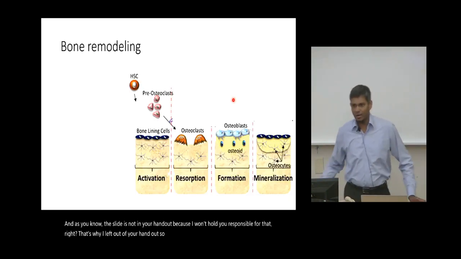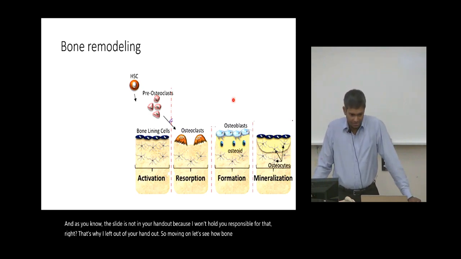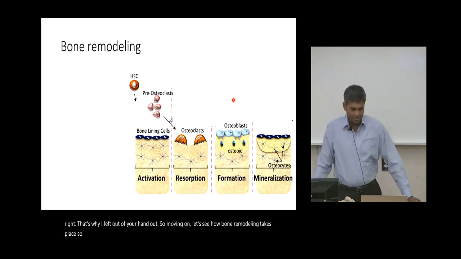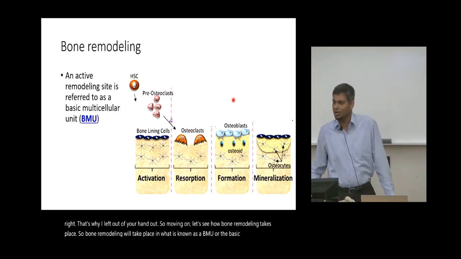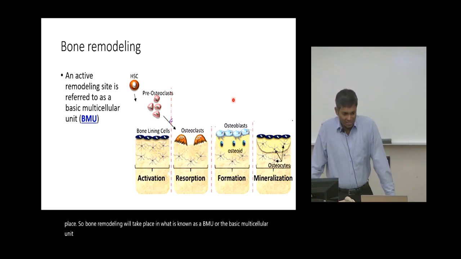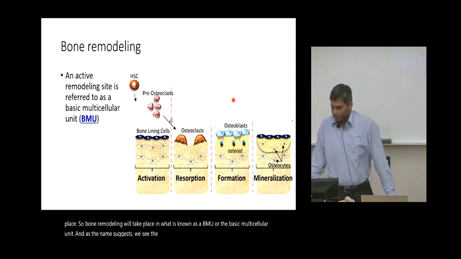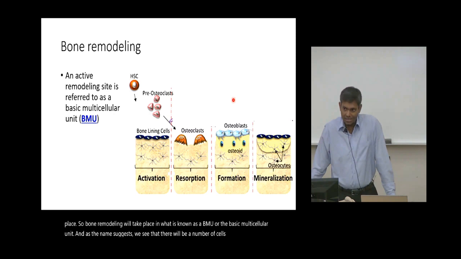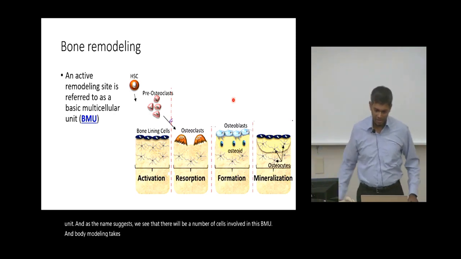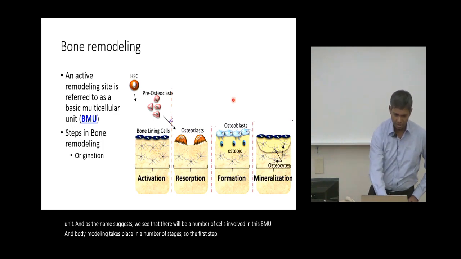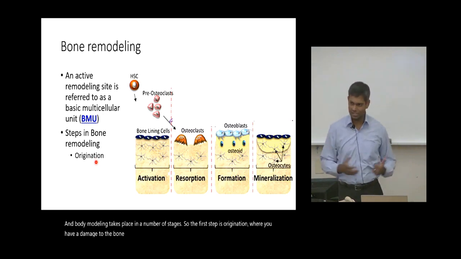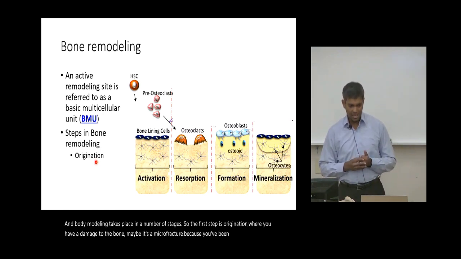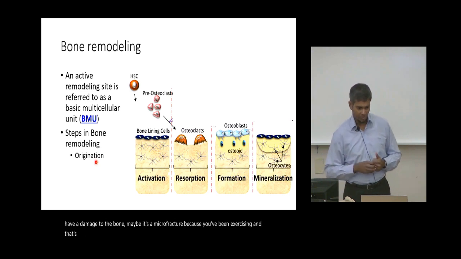So moving on, let's see how bone remodeling takes place. Bone remodeling will take place in what is known as a BMU, or the basic multicellular unit. And as the name suggests, we see that there will be a number of cells involved in this BMU. And bone remodeling takes place in a number of stages. So the first step is origination, where you have damage to the bone. Maybe it's a microfracture because you've been exercising, and that's the first step of origination.